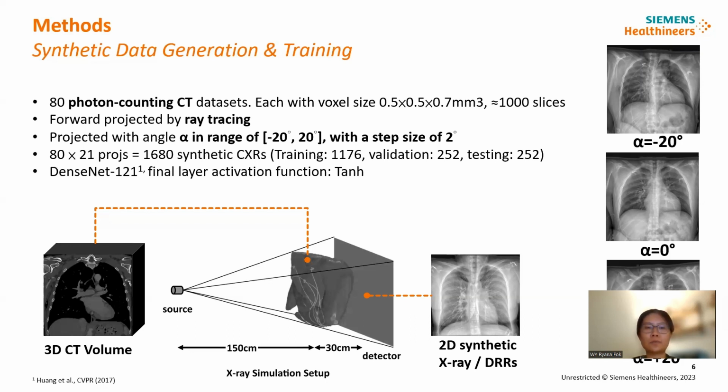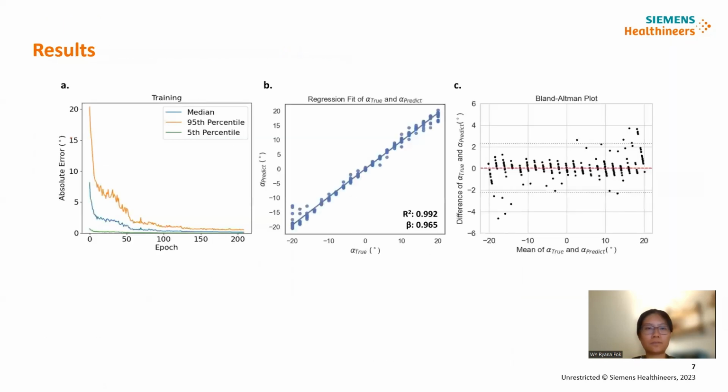We used DenseNet 121 to predict the degree of patient rotation, where for our final layer activation function we use the hyperbolic tangent function so as to preserve the sign, as our target labels consist of negative and positive values. This is our training setup and hyperparameters. Our evaluation includes regression fit and blind assessment plots, which indicate a good learning of features to detect patient rotation. There are also no bias and systematic error in the synthetic data generation and training.